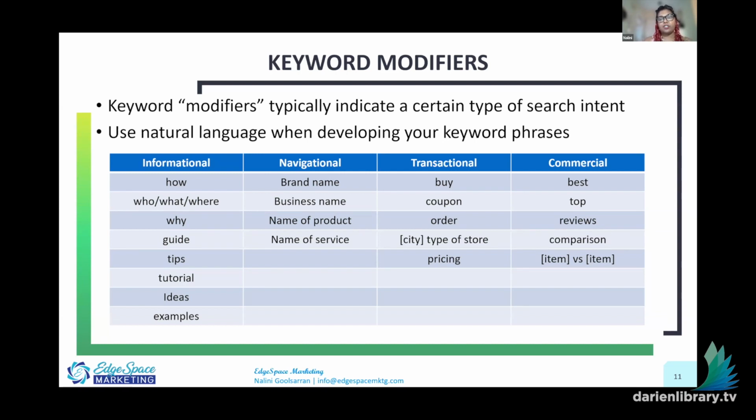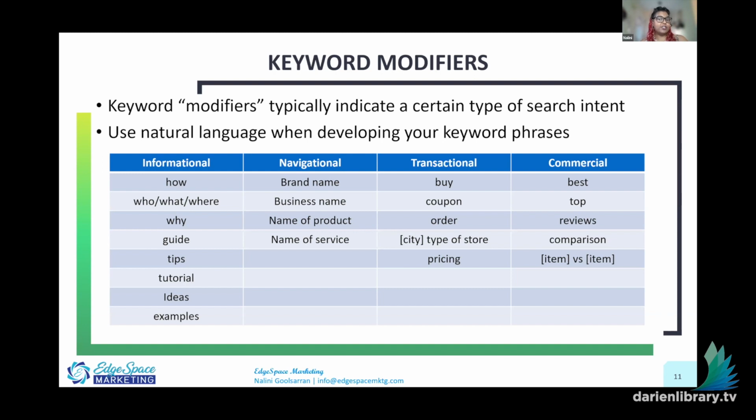On the navigational side, we're talking about a brand name, a business name, the name of a product, or the name of a service. So for me, that could be, not digital marketing, Edge Space Marketing. That is the name of my brand and my business. In my case, it might be a service: web development, search engine optimization, social media management. Depending on what your business is, you may fall into any one of those four, or one or two actually. You should always have a business and a service or a business and a product. I'm going to assume somewhere along those lines for any business.